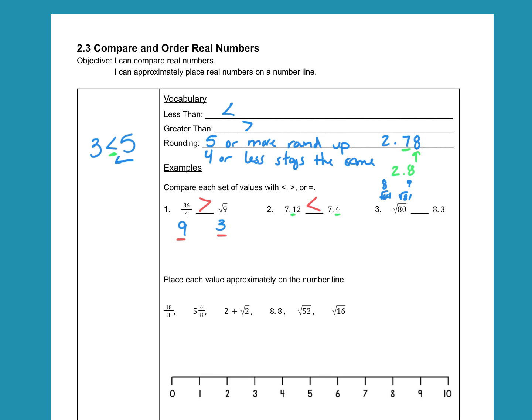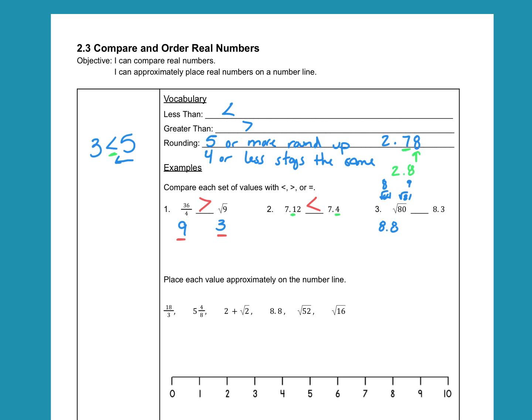And 80 is awfully close to 81, so it should be awfully close to 9. Maybe 8.8 or 8.9, somewhere in between there. If I really wanted to check, I could take 8.8 times itself, 8.8 times 8.8, and compare how close that number is to 80. And it would let me know if I need to adjust that number up or down.